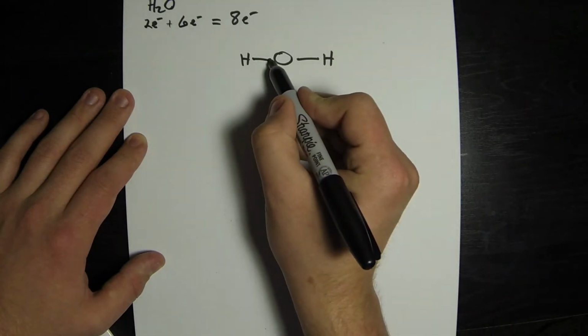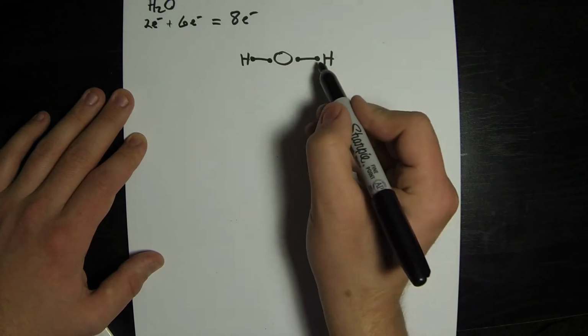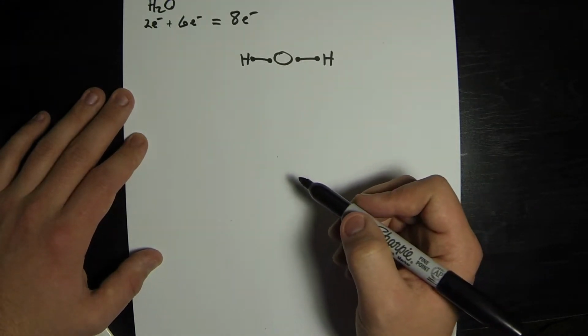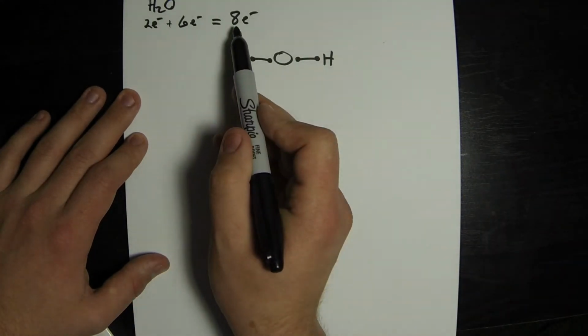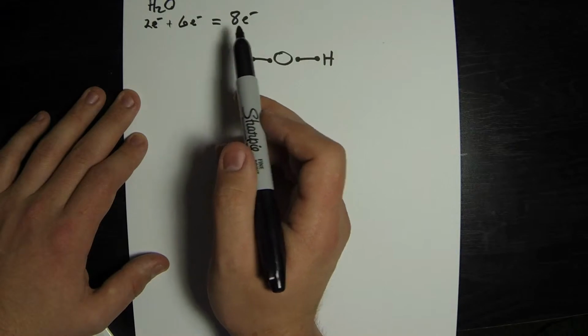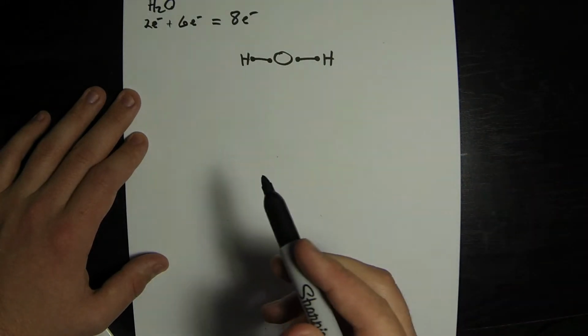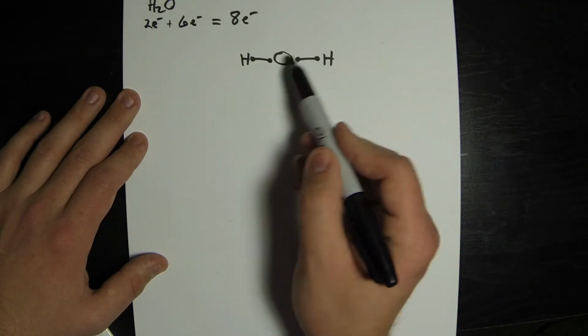If you consider one of these bonds contains 2 electrons, so I like to sometimes write in 2 little dots at the end of the bond to signify 2 electrons. So we've used up 4 of the 8 electrons we had total. So we have 4 electrons left.